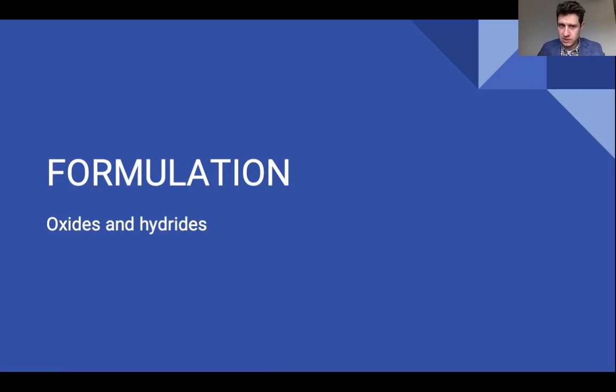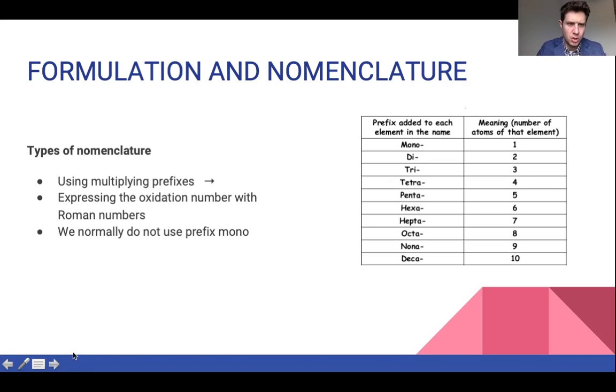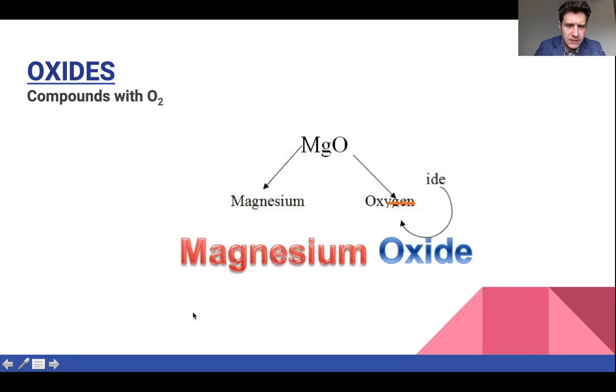Formulation, oxides, and hydrides. I think I can do a presentation only about oxides. Okay, good. As we know, these are the prefixes we're going to use. We normally don't use mono, and these prefixes help to know how many elements we have in each compound. This is an example: magnesium oxide, not magnesium oxygen.